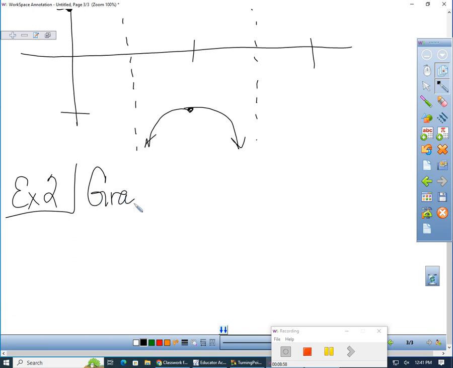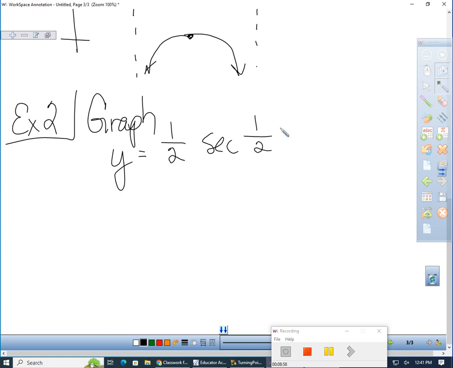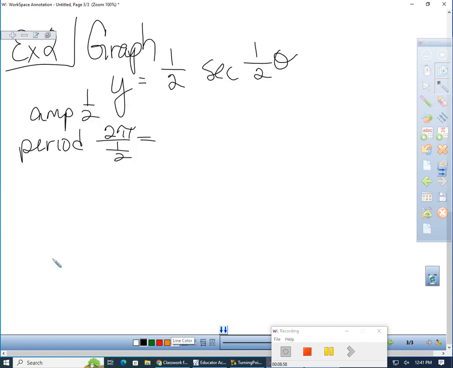So, here is example number 2. Graph y equals 1/2 secant of 1/2 theta. Our amplitude is 1/2. Our period is 2 pi divided by 1/2, or what does that equal? 4 pi, good, 4 pi.